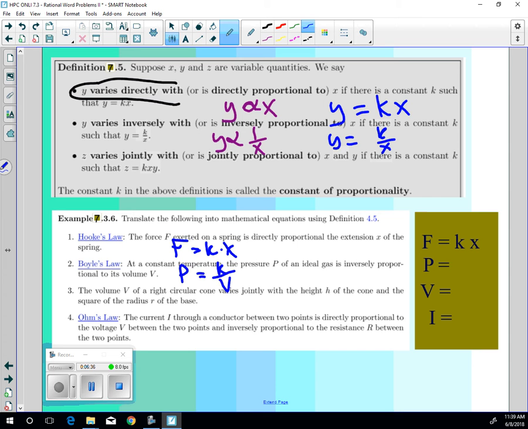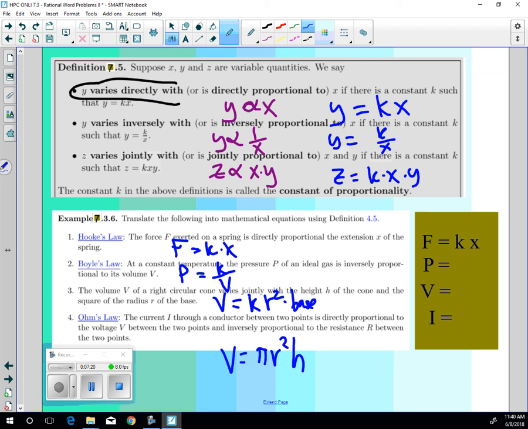And then z varies jointly with x and y, so in this case z is proportional to both x and y together. We would write that as z is equal to k times x times y. Some of these will be familiar to you. The volume of a right circular cone varies jointly with the square of the radius times the height. Isn't a cone pi r squared h? Something like that.